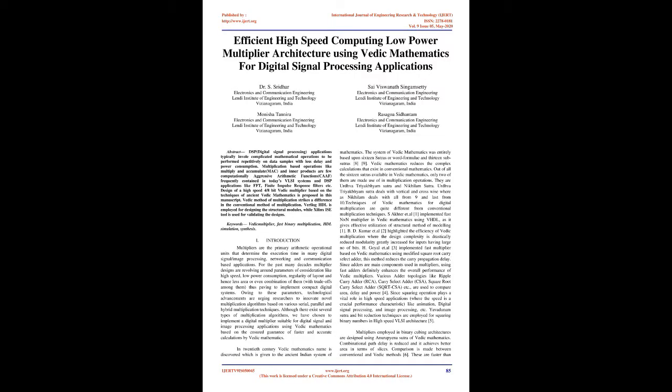Efficient high-speed computing, low power. Multiplier architecture using Vedic mathematics for digital signal processing applications.